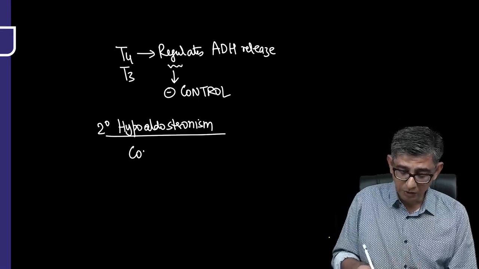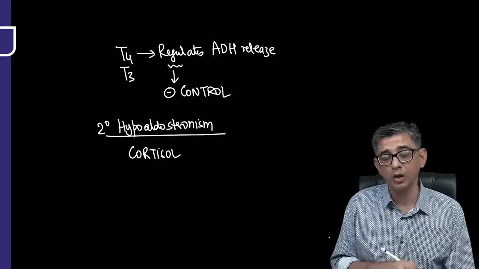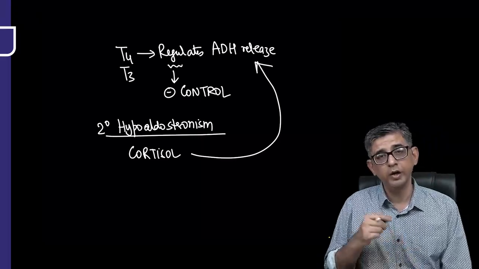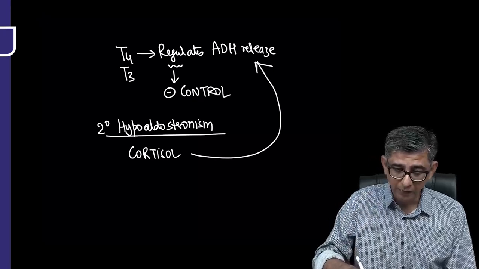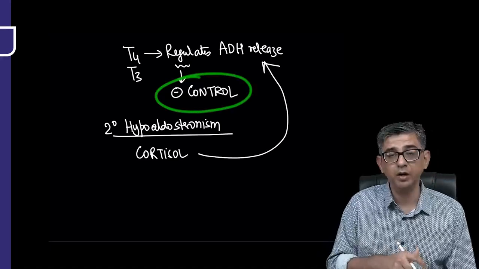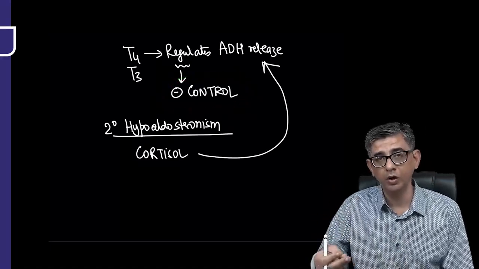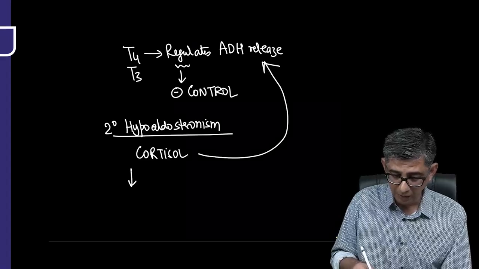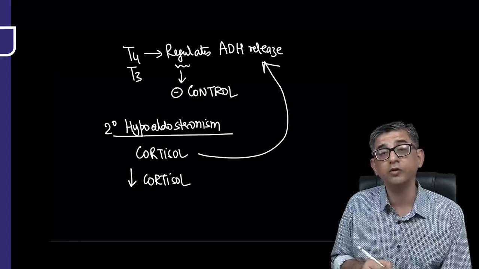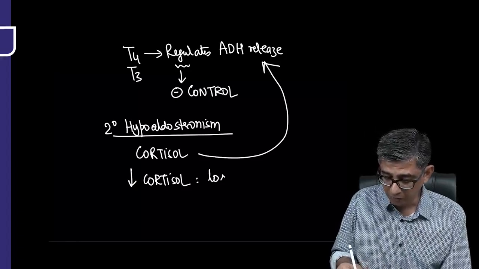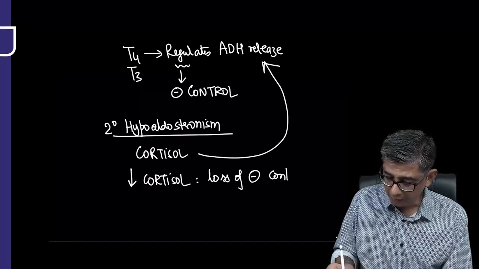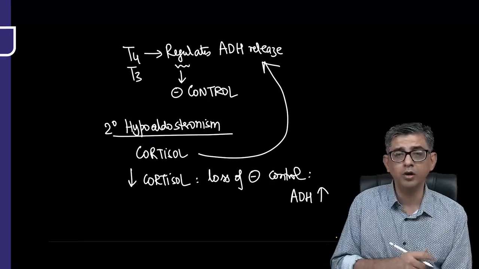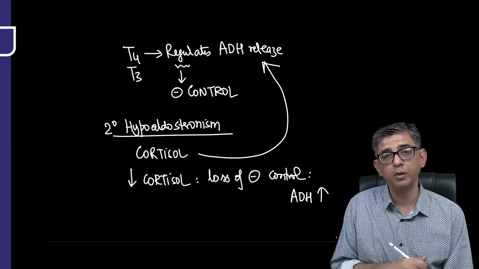In secondary hypoaldosteronism, the hormone which is going to be hampered is cortisol, and cortisol also does the same thing. Cortisol also regulates ADH release. It also has an inhibitory control. The key word is that this hormone is responsible for inhibitory control of antidiuretic hormone release. And if you are going to have hypocortisolism, I repeat that again, if you are having decreased values of cortisol, then there would be a loss of inhibitory control, and this loss of inhibitory control will explain that the person would start having an increased level of antidiuretic hormone and would contribute to a euvolemic hyponatremia.